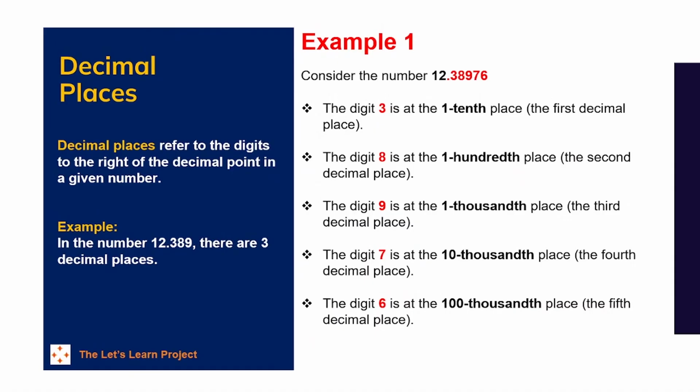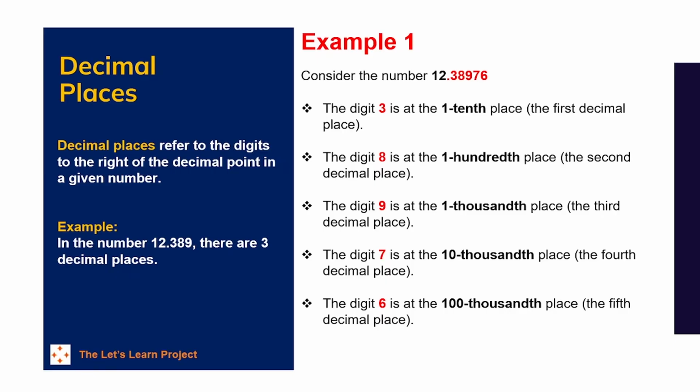So let's consider this number 12.38976. The digit 3 is at the 1/10th place. Since it is the digit with the highest value amongst all the decimal places, that is the first decimal place. So the 1/10th place is the first decimal place because it is the place with the highest value amongst all the decimal places.